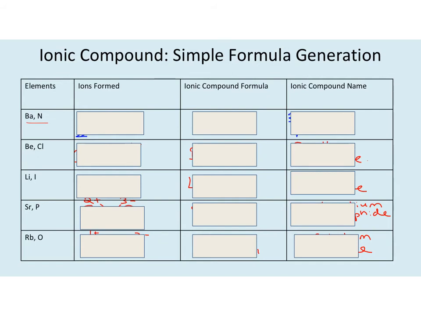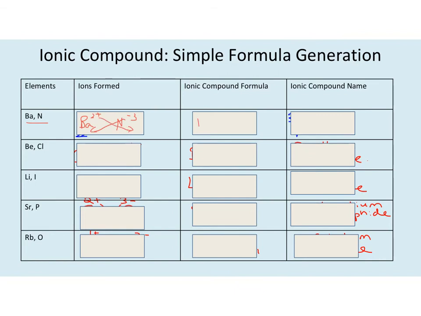If we look at Ba, where is Ba? Ba is in the second column. So Ba will form a 2+ ion, and nitrogen will form a -3 ion. When we want to figure out the formula, instead of having to draw it out, we just do this crisscross. We send this 3 down to Ba, and we send this 2 down to N.